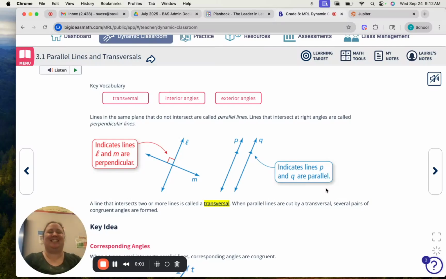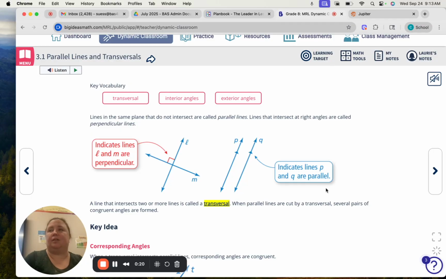Okay, this is lesson 3.1, parallel lines and transversals. So you have 3 vocab words. Somebody who's already written transversal, tell me what the vocabulary definition for transversal is. Lexi. Perfect. The line that intersects 2 or more lines.